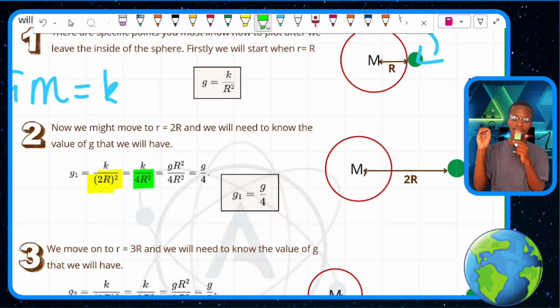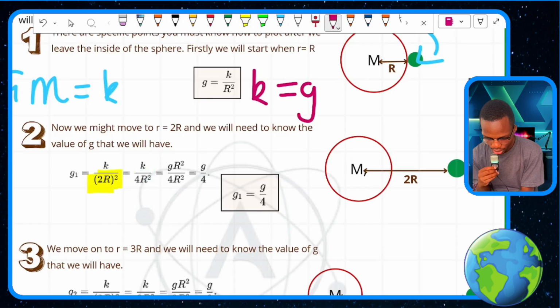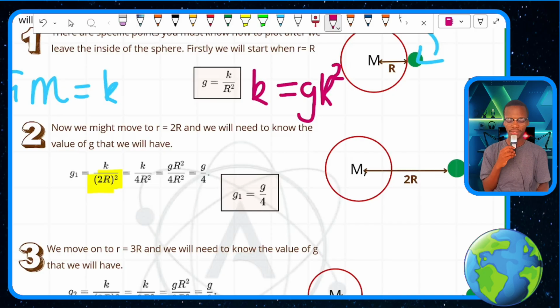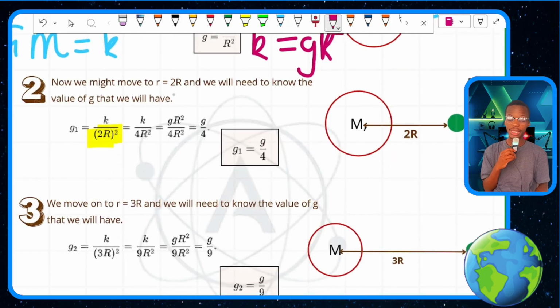Okay, and we now know that the value of k is actually equal to gr squared. So from that assumption that we've just made, I can now replace the value of k at the top. So in this value of k, put gr squared. Below we have 4r squared. The r squareds cancel out. I'm left with g over 4. So I can see that if I move a distance of 2r, twice the value of the radius, I'm going to have a value of g, acceleration due to gravity, of g over 4, 0.25.